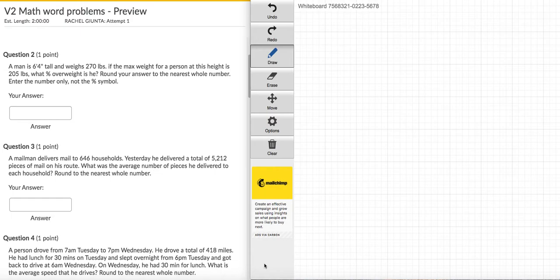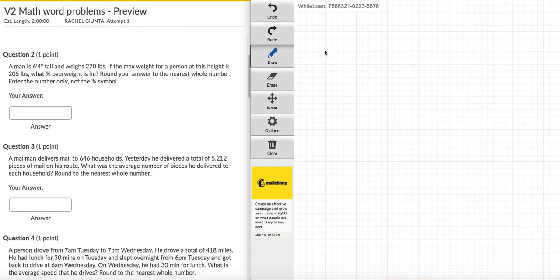Question 2. A man is 6'4" tall and weighs 270 pounds. If the max weight for a person at this height is 205 pounds, what percent overweight is he? Round your answer to the nearest whole number. Enter the number only, not the percent symbol.